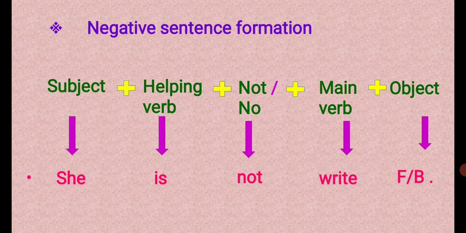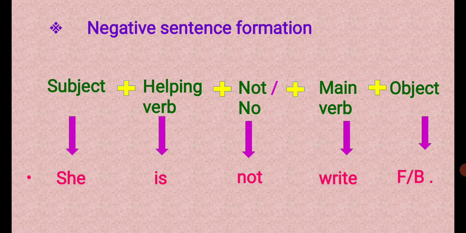So "she" is the active part, so it is the subject. Helping verb, what are the helping verbs? We already learnt them in previous lessons: is, am, are, was, were, right? They are the helping verbs, the verbs to be. Do you remember? Has, have, had, do, does, did, will, shall, can. All these words are called helping verbs.